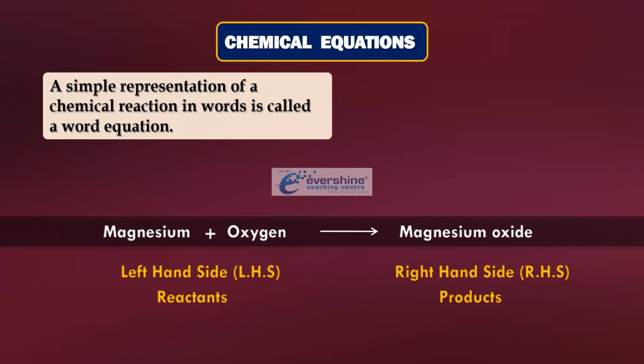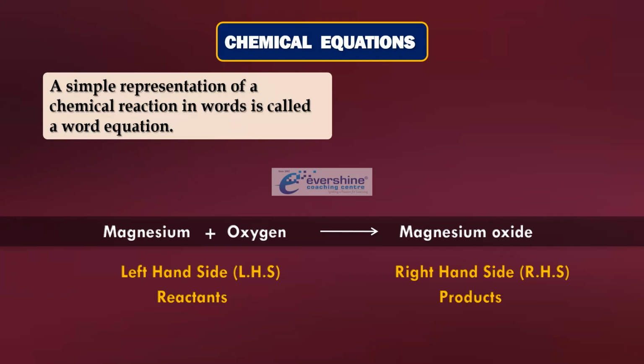This we call them as products. The elements which are on the left hand side, we call them as reactants. In any chemical reaction, sometimes who knows what type of question will come, isn't it? They may ask you what are reactants and products.